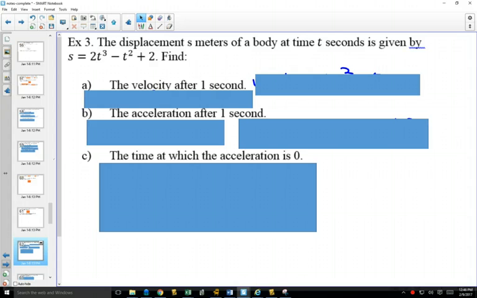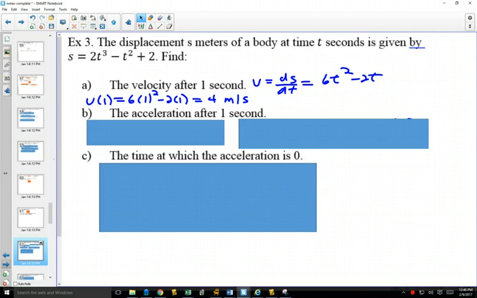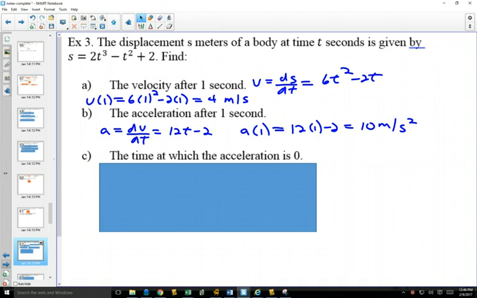So we have another example here. We've got our displacement formula. If you wanted to find the velocity after 1 second, well, then you're going to need to find your first derivative and then plug in t is equal to 1. If you want to find the acceleration after 1 second, well, now we're going to need to find our derivative of our derivative, or our second derivative, and plug in t is equal to 1. When is the acceleration 0?